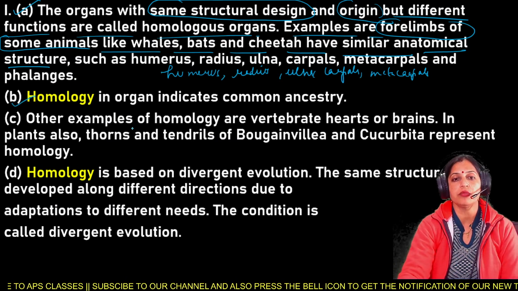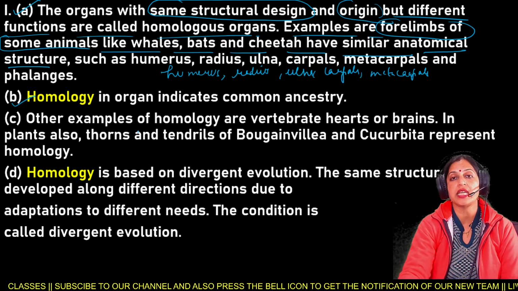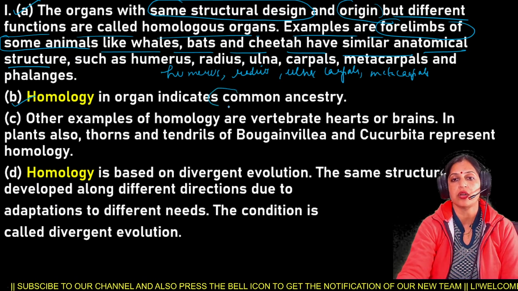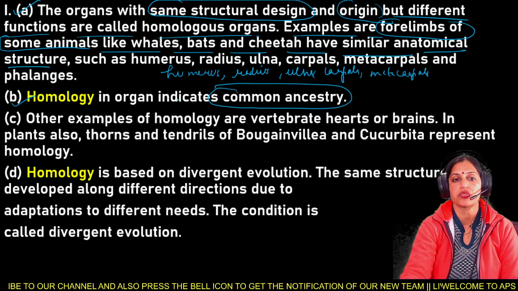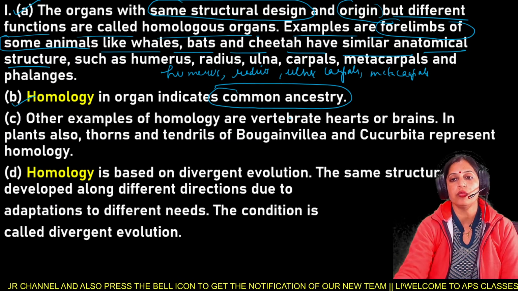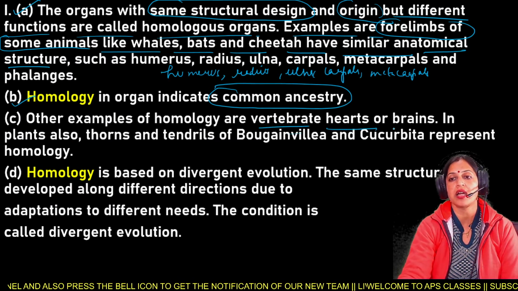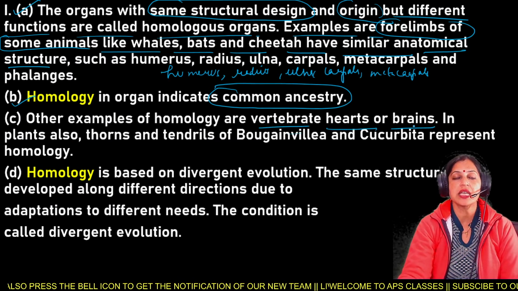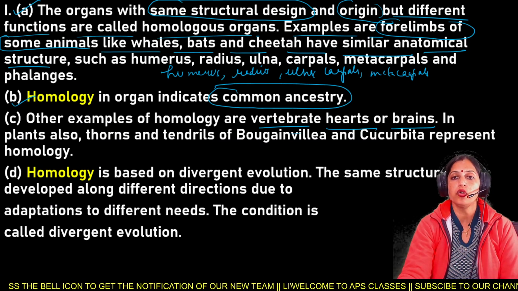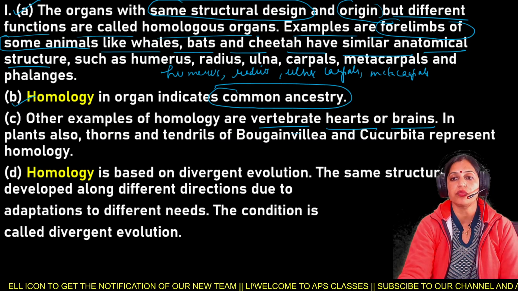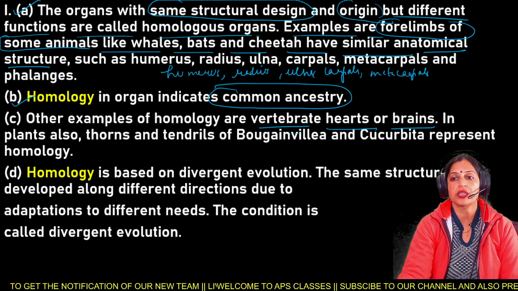What do you mean by the term homology? Homology in organs indicates common ancestry. Other examples of homology are vertebrate hearts and brains.